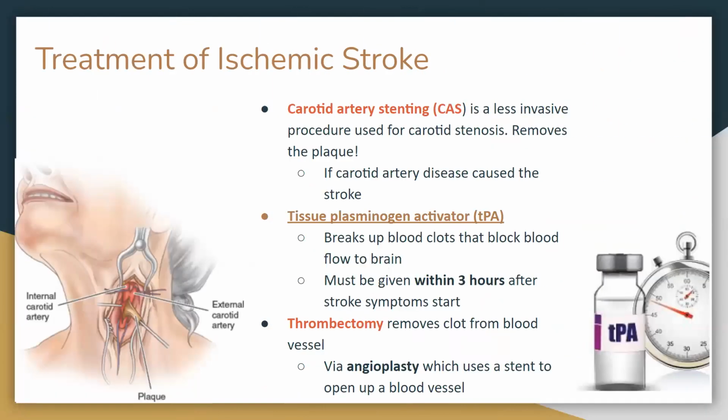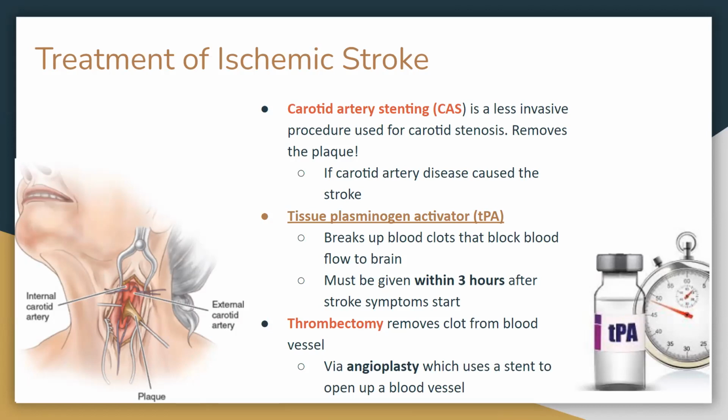So a treatment of an ischemic stroke includes the carotid artery stenting. This removes the plaque in the carotid artery and can only really be done if the carotid artery disease is what's causing the stroke. Tissue plasminogen activator, known as TPA. This is the most important drug to give for ischemic stroke. It breaks up blood clots that block blood flow to the brain and has to be given within 3 hours after stroke symptoms start. So that's why it's so time sensitive.